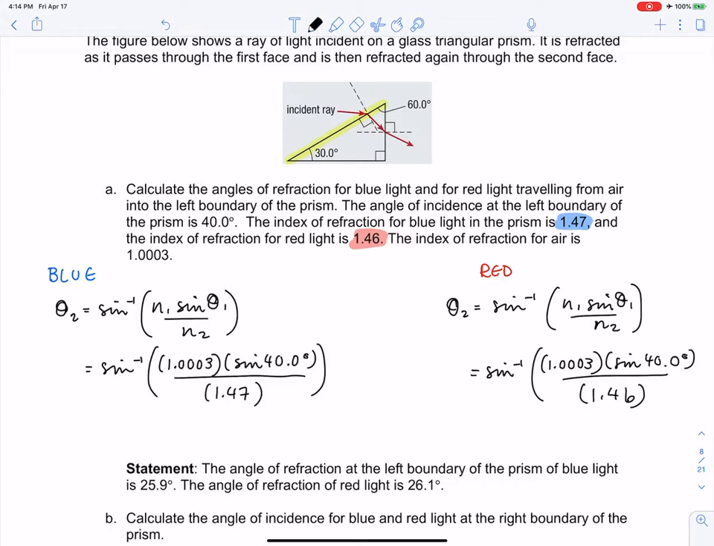Okay, let's punch these values in and find the angles of refraction for blue light and for red light. If we calculate this for blue light, we end up with 25.9 degrees. And if we do the same calculation for red light, we end up with 26.1 degrees. Therefore, the angle of refraction at the left boundary of the prism of blue light is 25.9, and the angle of refraction for red light is 26.1.